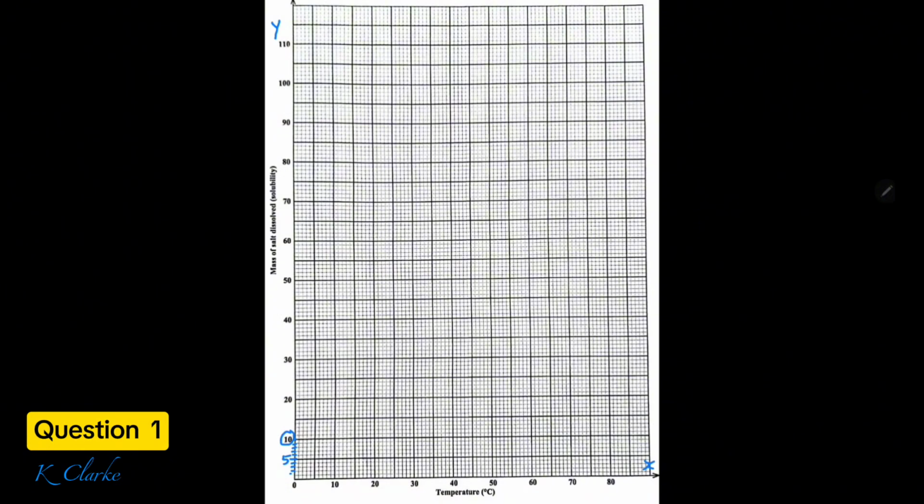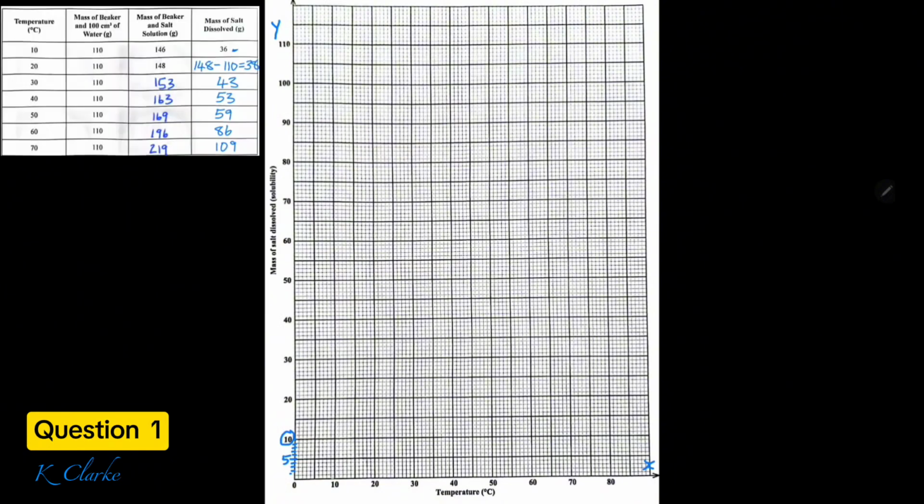Now at 10 degrees Celsius, so you look for 10 degrees Celsius on the x-axis, and then you're going to go up that line to 36 grams. So 10 here, and we're going up the line to 36 grams, which is right here.